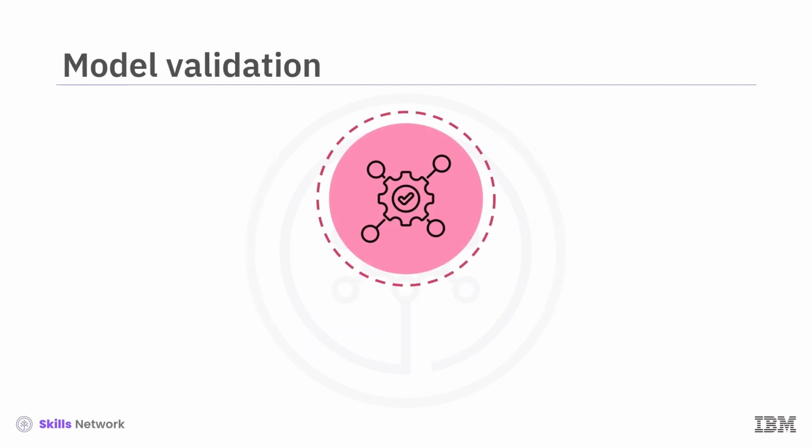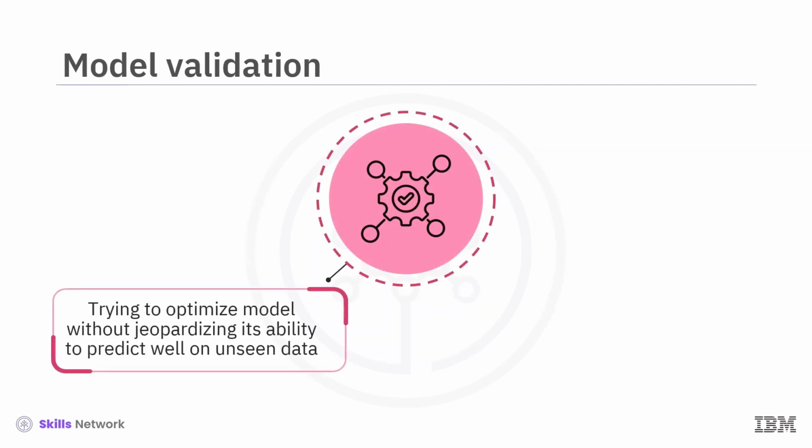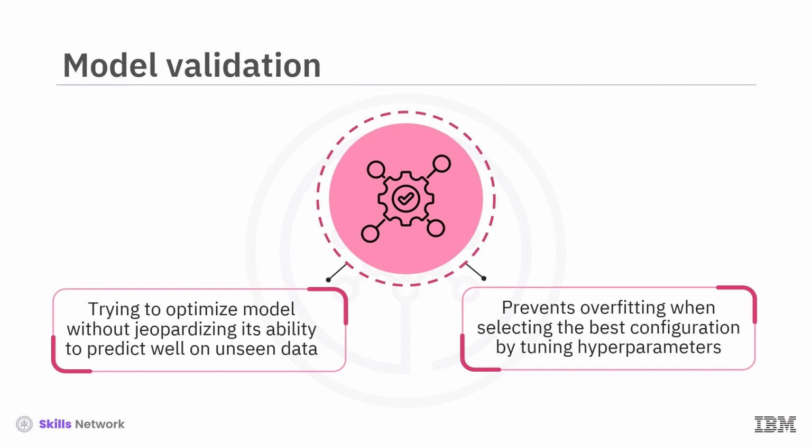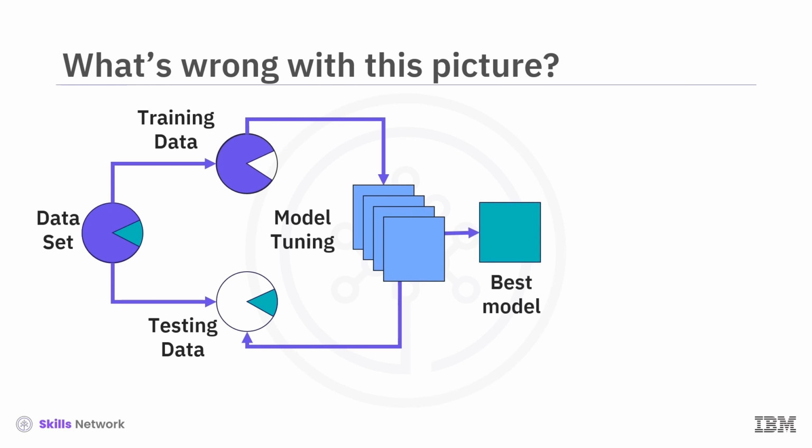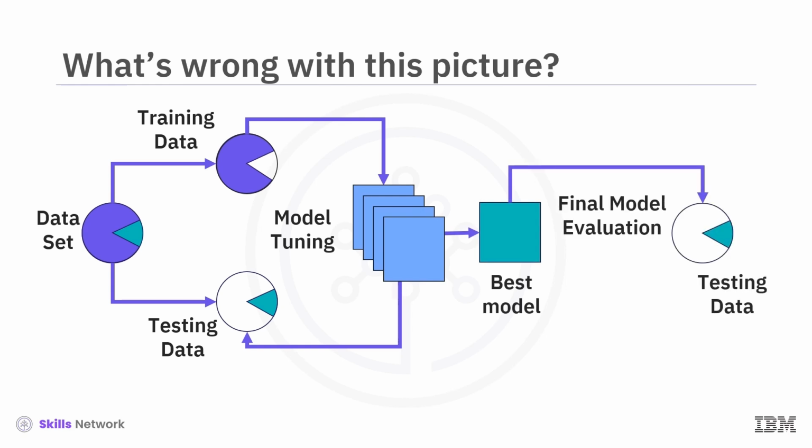Model validation is all about doing your best to optimize your model without jeopardizing its ability to predict well on unseen data. It helps you prevent overfitting when selecting the best model configuration by tuning hyperparameters. Consider the basic train or test split evaluation method, where the data set is split into two parts. A training set is used to train the model, and a test set is used to evaluate or estimate the model's ability to predict outcomes from unseen data.